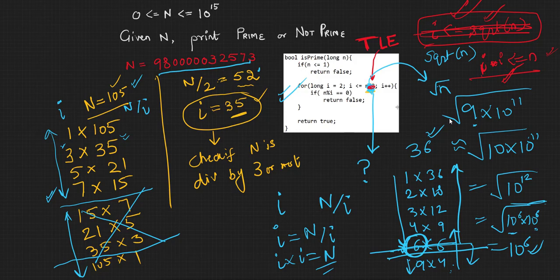So let's replace this entire check with i into i less than or equal to n to get the code accepted, because here we will do only 10 to the power 6 calculations. So this is the optimized logic for checking whether a number is prime or not.